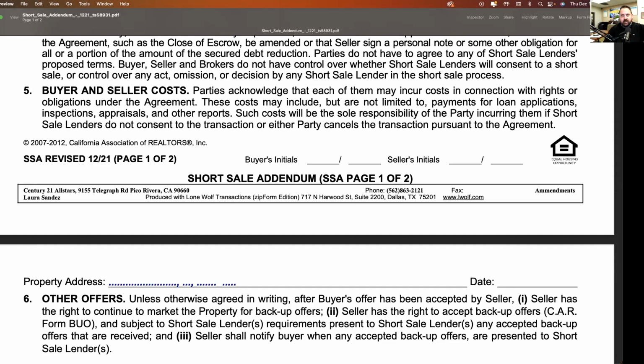So again, off contract talk, but it's just something important for you guys to remember that conversation has to be had, that there's a chance that you're going to invest this $1,000 and you're still not going to get the home.